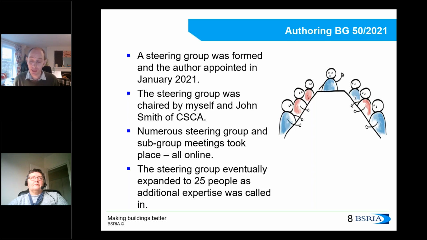But by this point, the makeup of the steering group did change a little bit, mainly because we needed additional expertise in certain areas. Eventually we had a total of 25 people on the steering group. It was quite a large steering group, so that's why it was necessary to have so many meetings. Not necessarily everybody was at every one of these online meetings though.